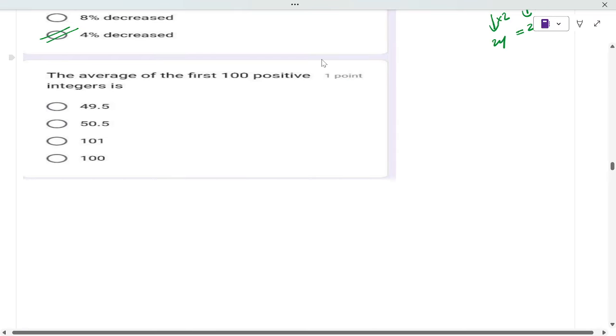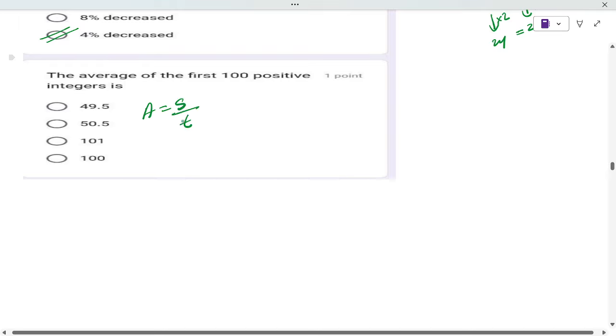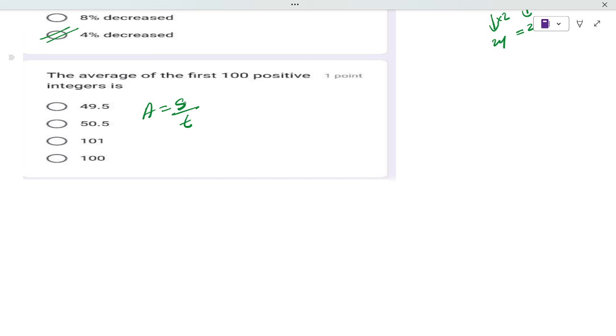Next is the average of the first positive integers. Average means the sum of observations divided by the total number of observations. We know this one. Positive integers means we start from 1, 2, 3, 4 till 100. So 1 plus 2 plus 3 plus 4 plus 5 and so on. You apply a formula to find the sum.